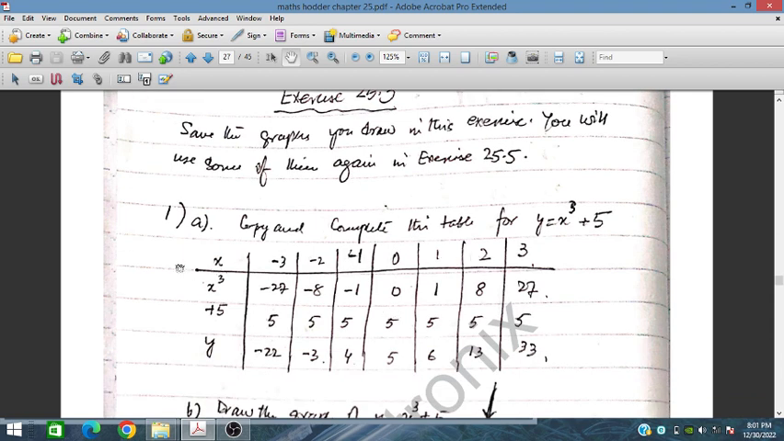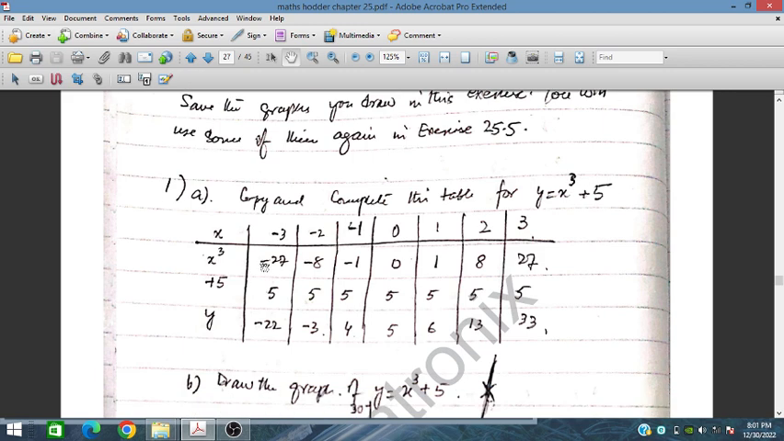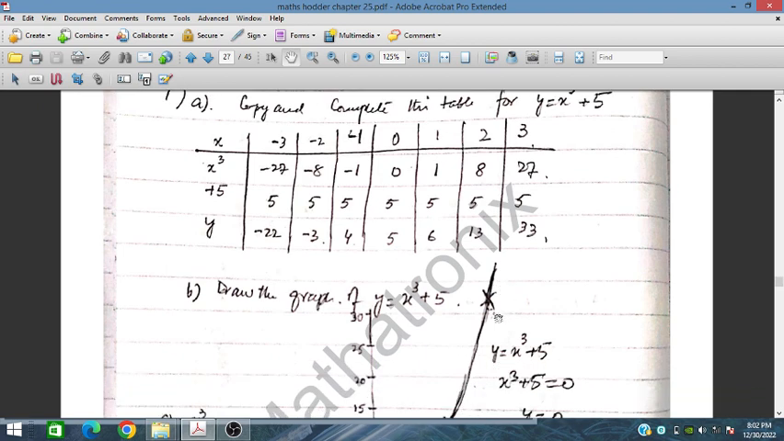We have this problem: we have given y is equal to x cube plus 5, and we have to complete this table. So x is from minus 3 to plus 3, and we have to find the corresponding value of y is equal to x cube plus 5. So x cube and plus 5 are obtained first, and then by adding this we have obtained the value of y, and we have plotted the graph.